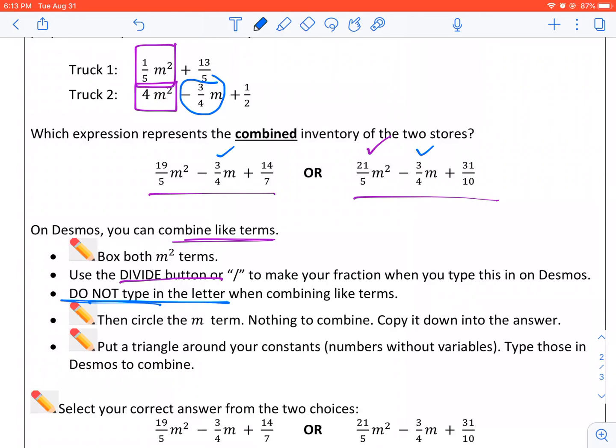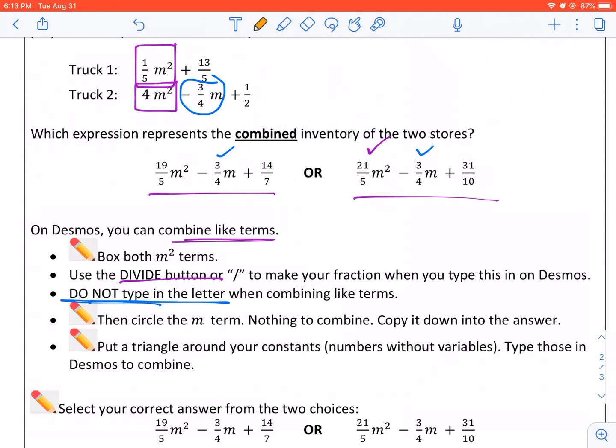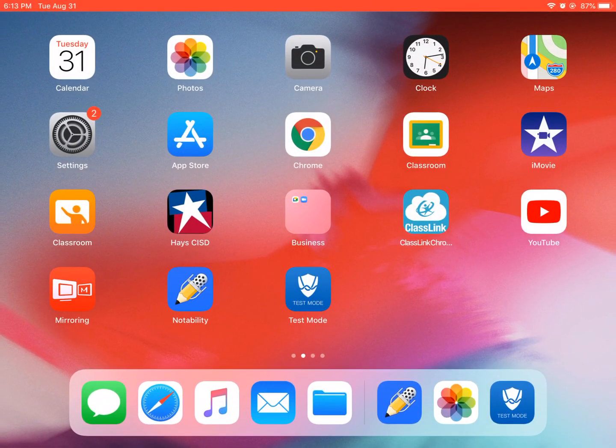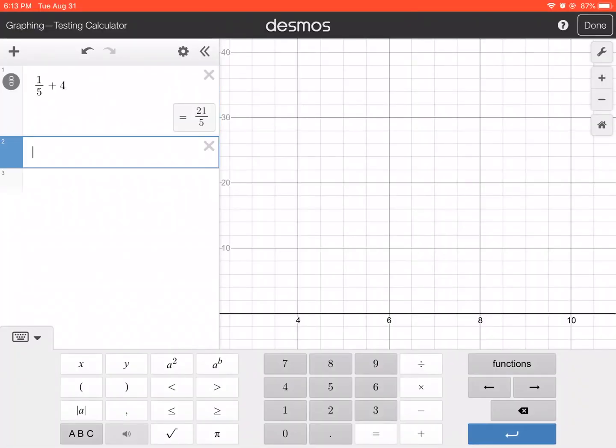And then it says put a triangle around your constants. Constants do not have variables with them. Type those into Desmos to combine. So we have 13/5 plus 1/2. And you can even type it exactly like it says in your triangle, with that plus 13/5. And then when we move out to the side, we have our plus 1/2.